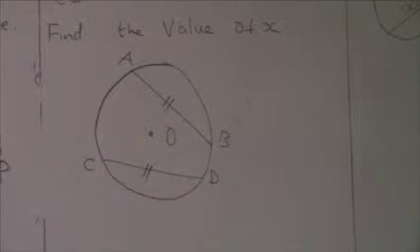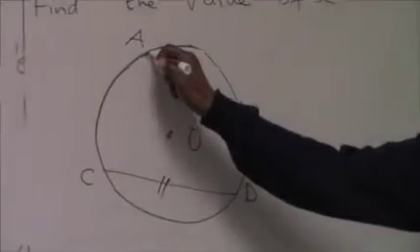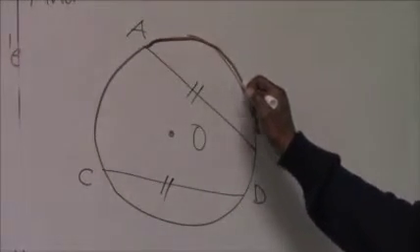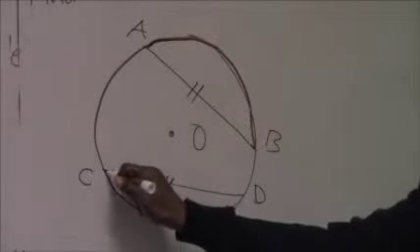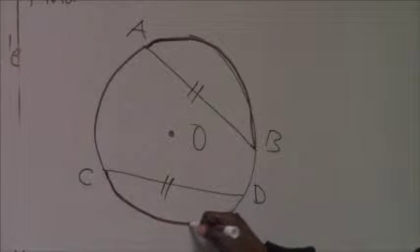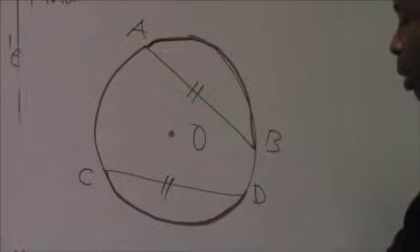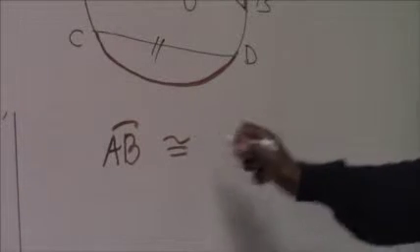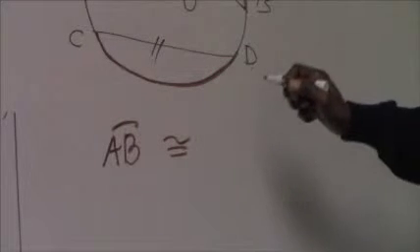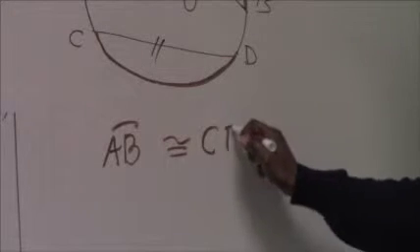Now, since they are congruent, we know their corresponding intersecting minor arcs, the minor arc here is AB and the corresponding minor arc here is arc CD also, must be congruent by rule. So I can write that arc AB will be congruent to arc CD.